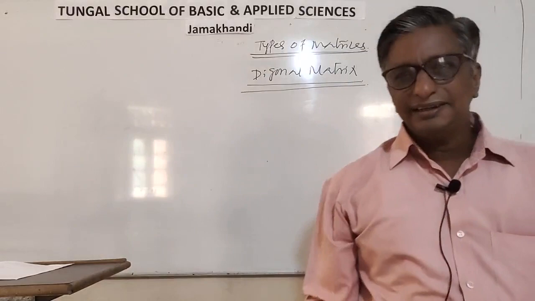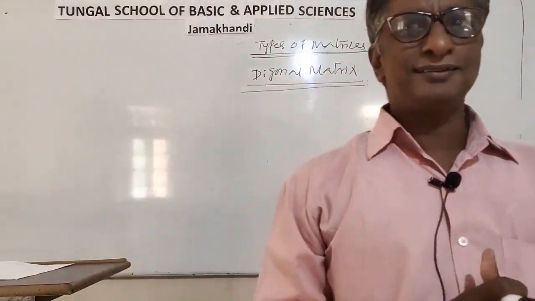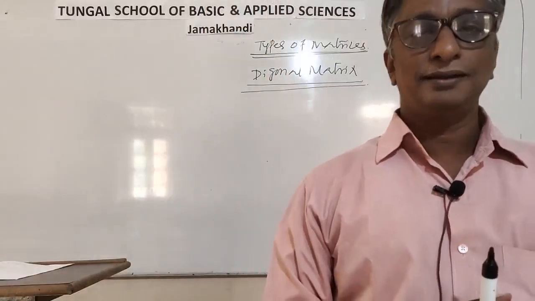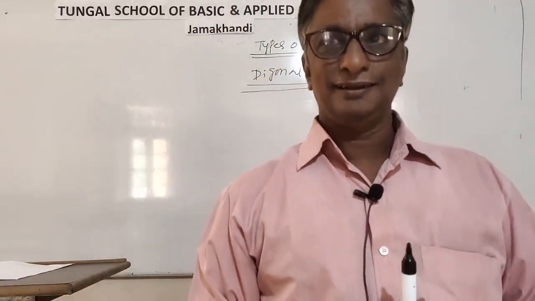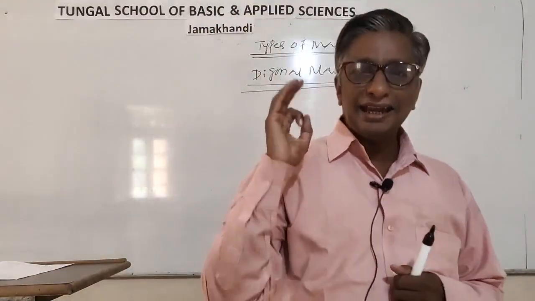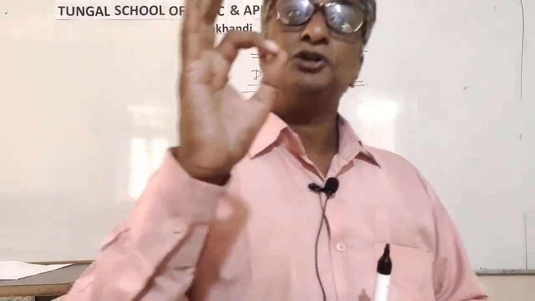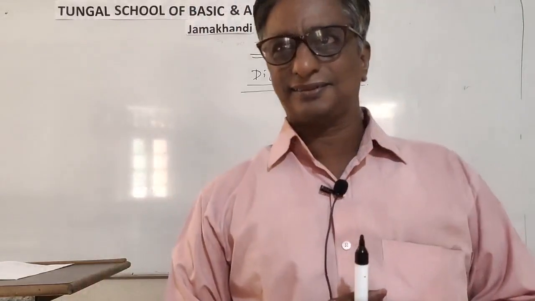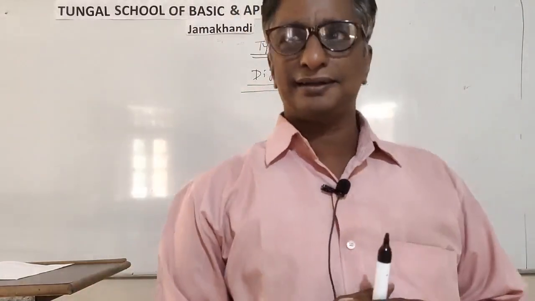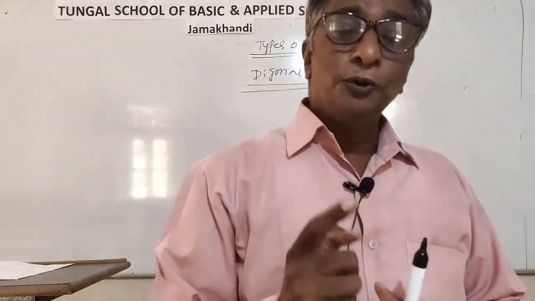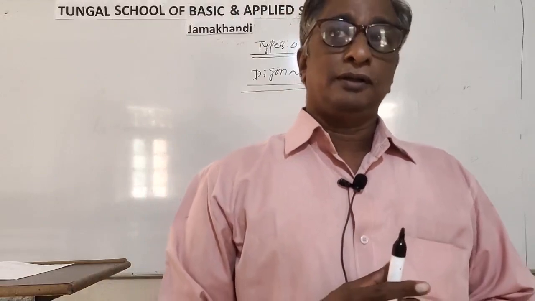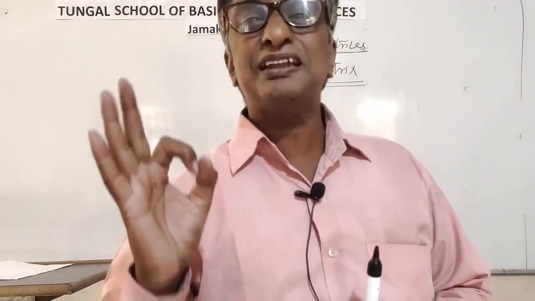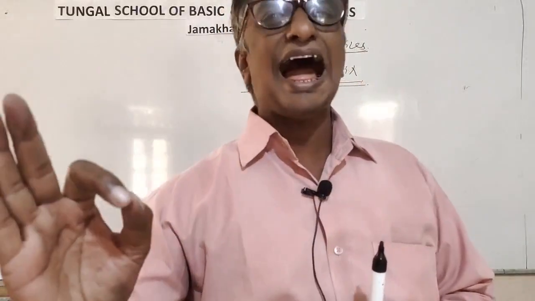Next type is diagonal matrix. Diagonal means only diagonal elements are present. The remaining, the other elements are 0. It is a square matrix whose other elements are 0 except the principal diagonal elements.